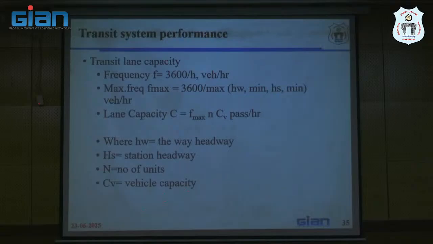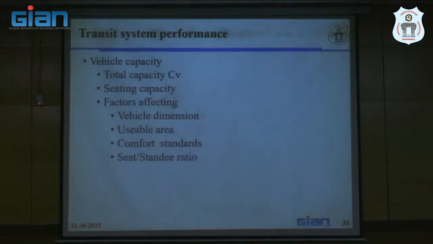If I take a kind of neo metro, which will be like an articulated bus, it generally takes 70 to 80 capacity. Then n will be the number of units attached to your system, and HW is the headway between two vehicles at the stations, corresponding to the categories of the vehicles. So according to that, we can easily estimate the total capacity, seating and the factors, the dimensions of the vehicles and the usable area, and comfort standing. So how many people can comfortably stand? The seat and standing ratios are also very important.